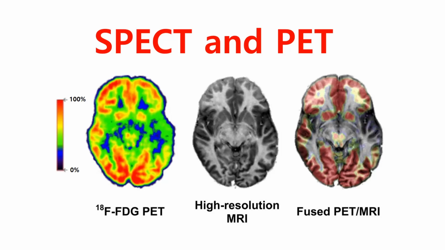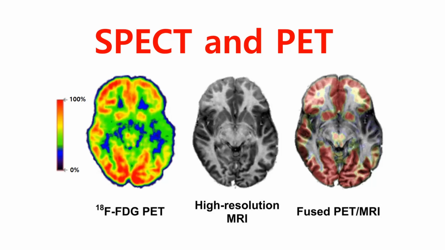Single photon emission computed tomography is known as SPECT. Radionuclides that emit gamma rays are used in this apparatus. Positron emission tomography is represented by PET. In contrast to SPECT, this device employs positron-emitting radionuclides.